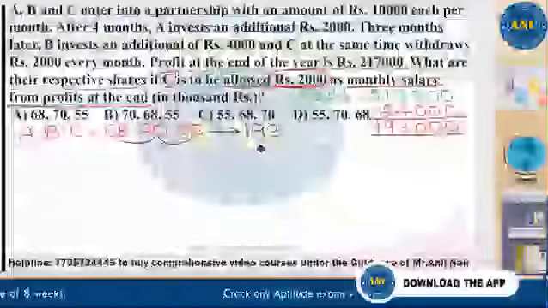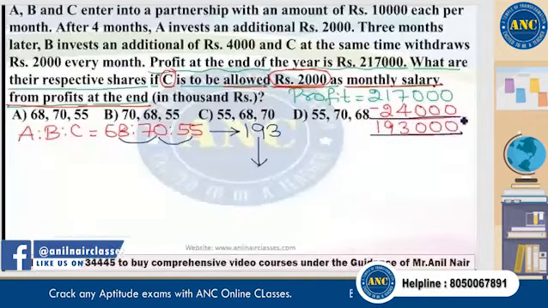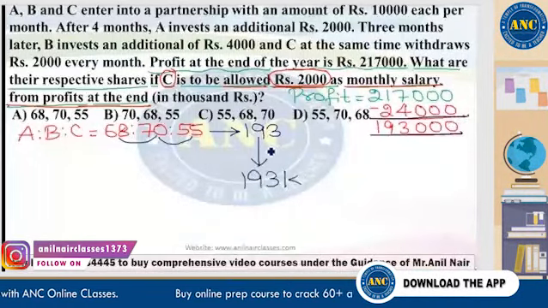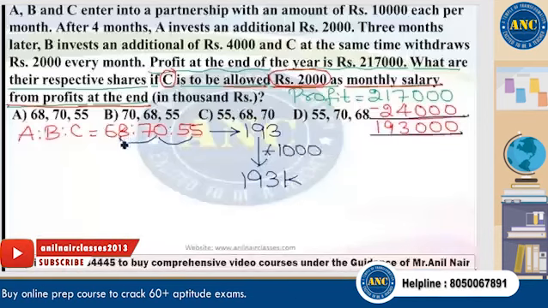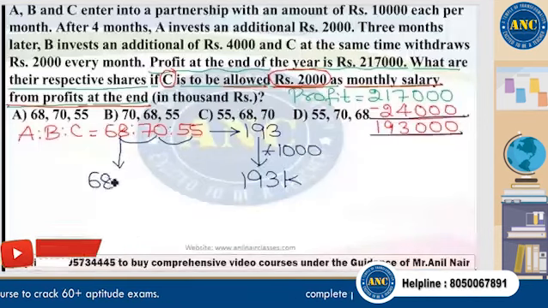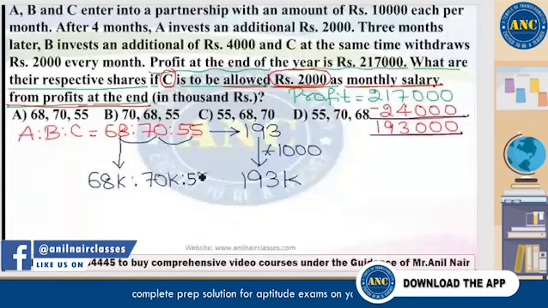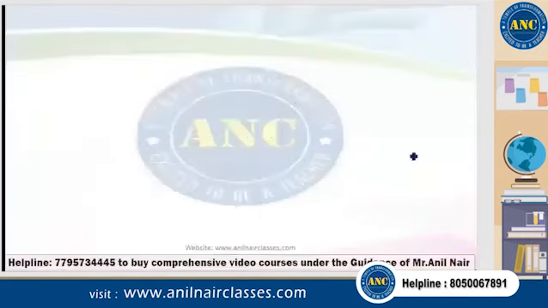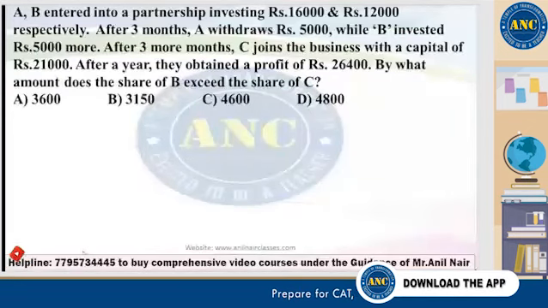According to the ratio, it is 193 rupees. According to the question, total profit remaining to be distributed is 193,000. 193 is becoming 193,000. Multiply by 1,000. Everyone multiply by 1,000. Answer is 68,000, 70,000, 55,000. Very, very beautiful way of solving the question. Please see the next question. Again a very, very good question. Similar kind of question for your better understanding.